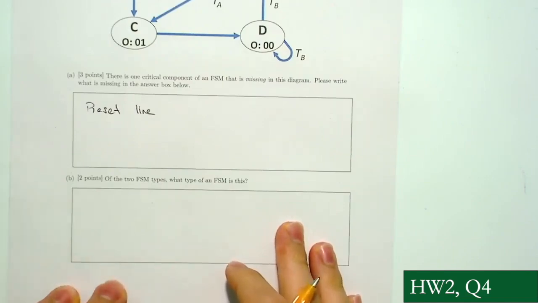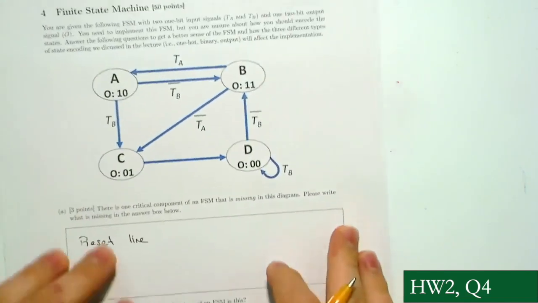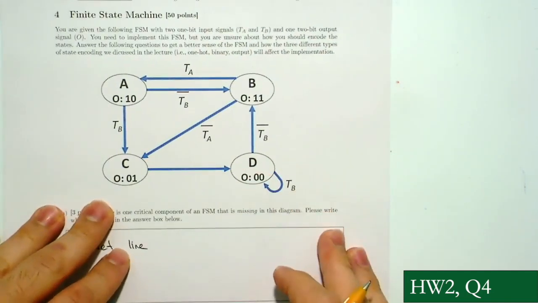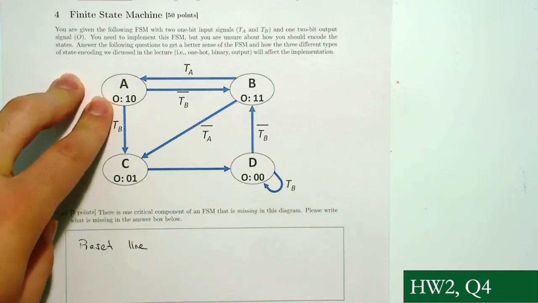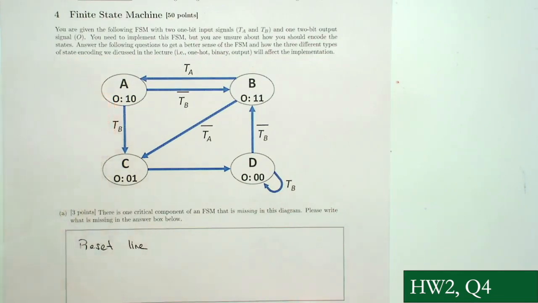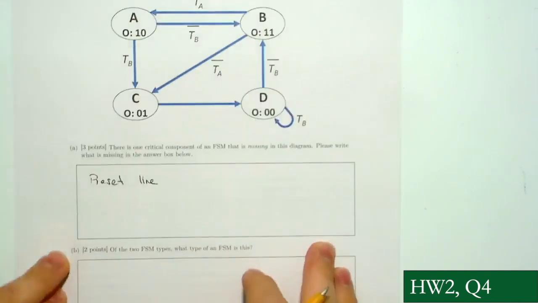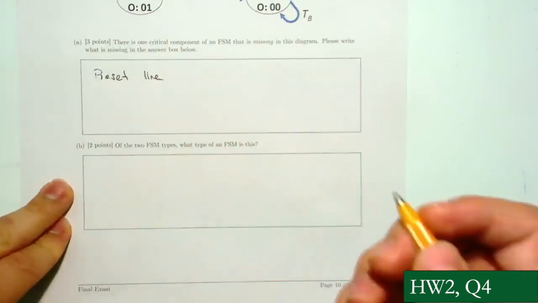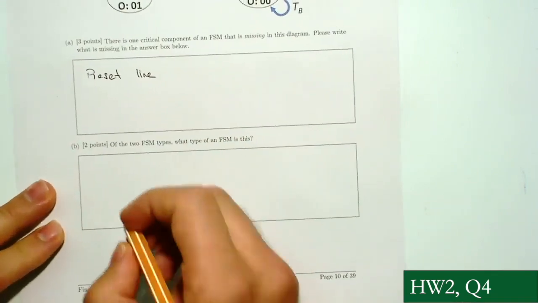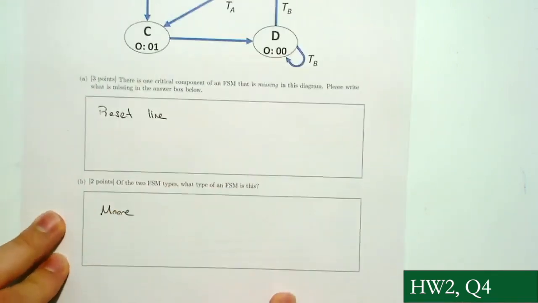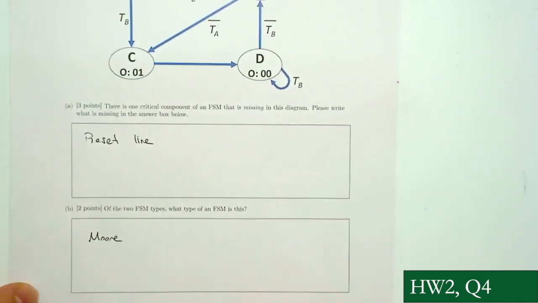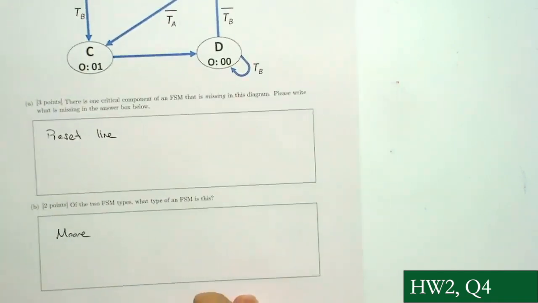For the second question, it says, of the two FSM types, which are Moore's and Mealy's, what type of an FSM is this? Basically, if you look at that representation, you'll see that the output only depends on the state, but doesn't depend on the input, right? So this means that this is a Moore's representation. If the output only depends on the state, then this means that this is Moore's. So, all right, so far so good, I guess. These are the relatively easier ones.